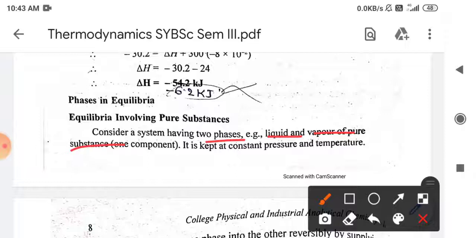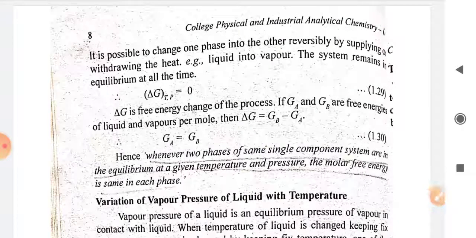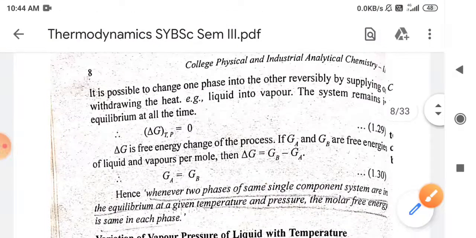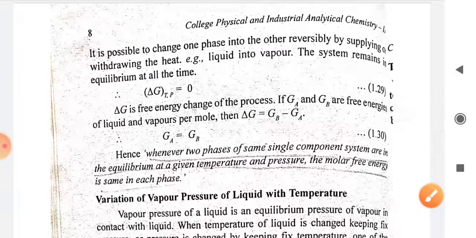So these two phases are kept at constant pressure and temperature. Next is to consider the Gibbs free energy of these two phases. It is possible to have two phases which are equally and reversibly in equilibrium with each other. If we have the liquid and vapor phases, these two phases are in equilibrium with each other. At equilibrium, we know that the Gibbs free energy change for the given system is 0.